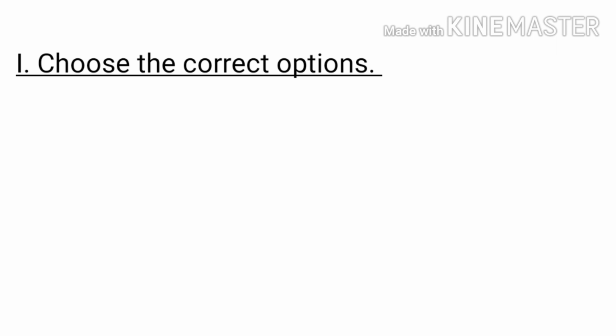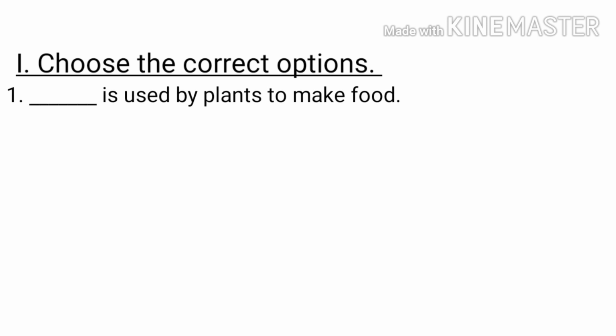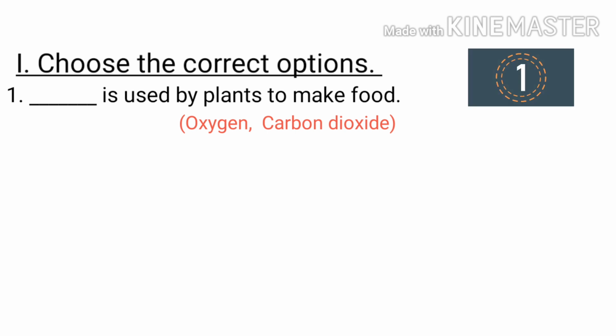Okay. Our first question is dash is used by plants to make food. You have two options, oxygen and carbon dioxide. Which is the correct one? Choose and write. Your time starts now.